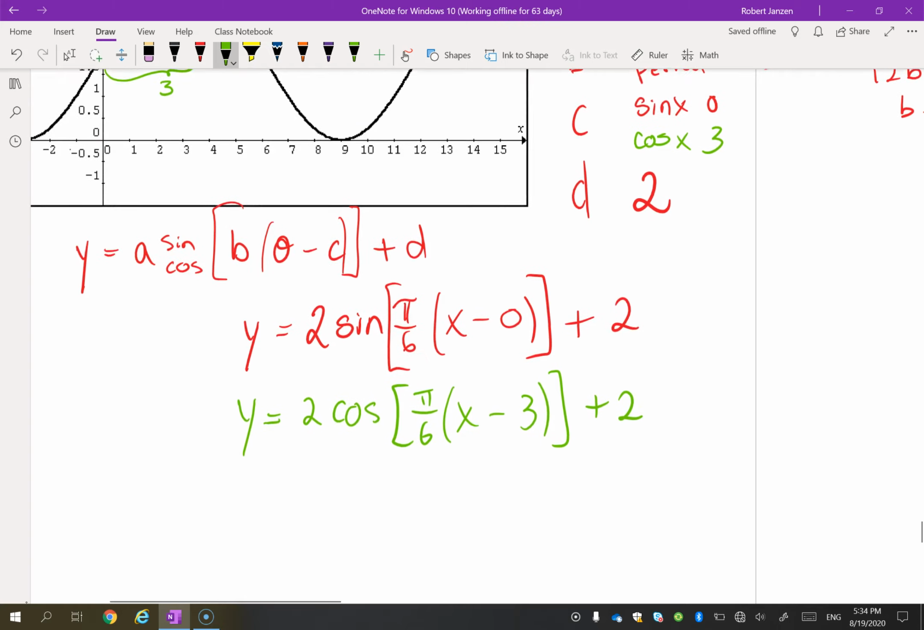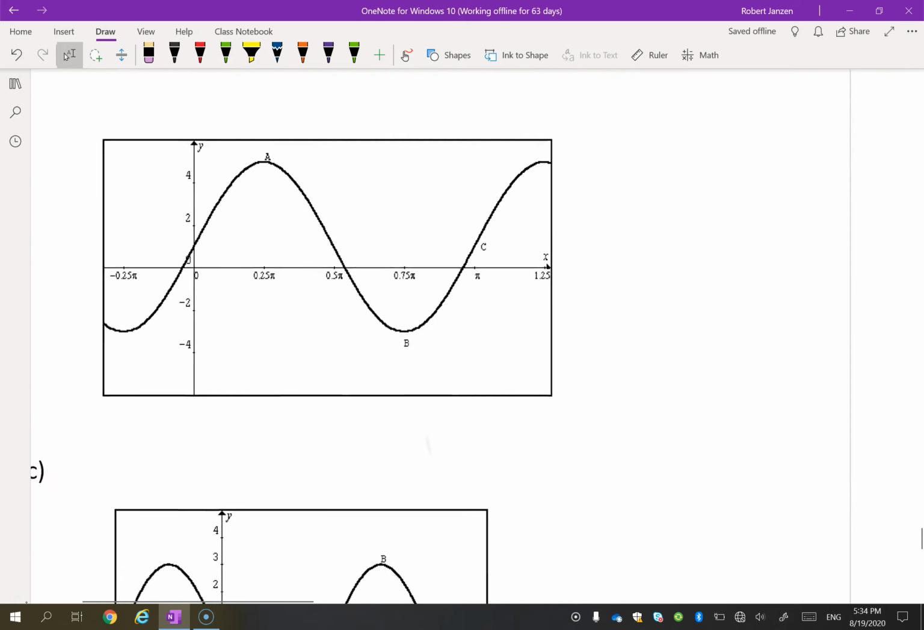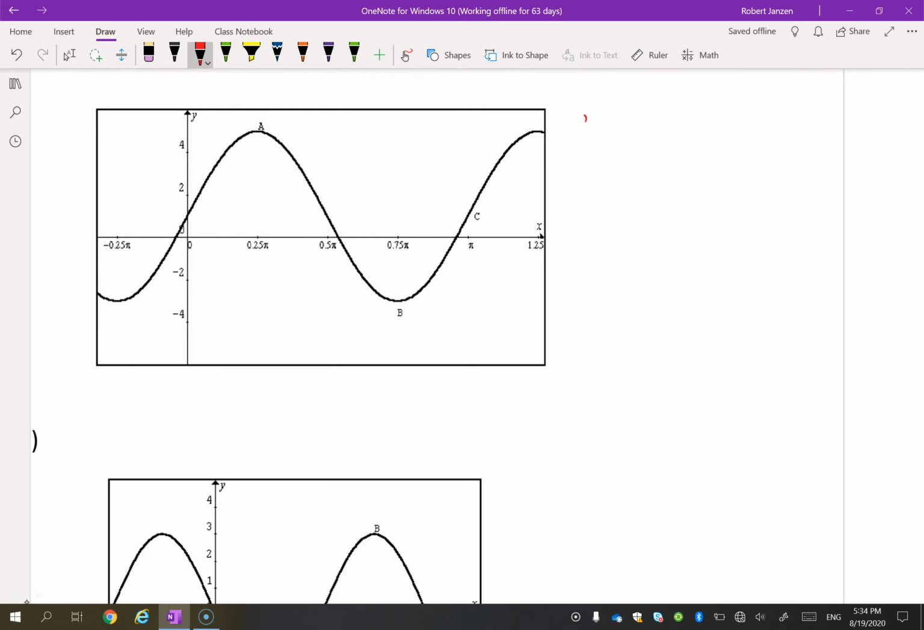Okay, let's try another one. What we need to do is figure out A, B, C, D. First of all, where's the midline of this graph? This looks like 5, and this looks like -3, more or less. That means the midline must be at 1. Up 4, down 4, so the amplitude is 4.